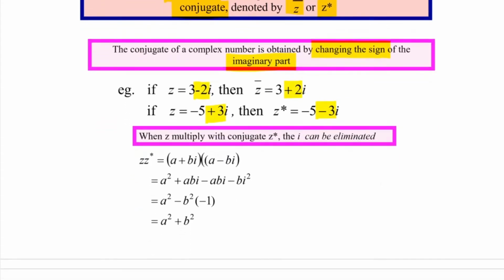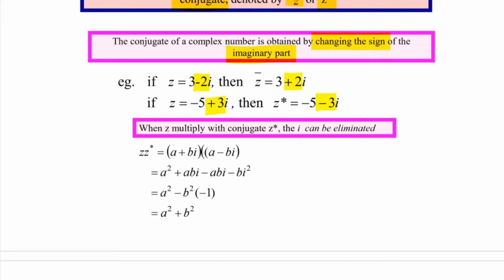When z multiplied with conjugate, the i can be eliminated. Example, 3 minus 2i multiplied with 3 plus 2i.